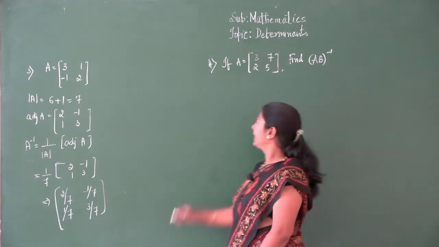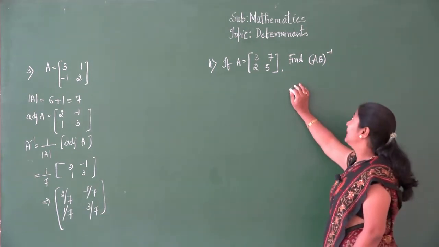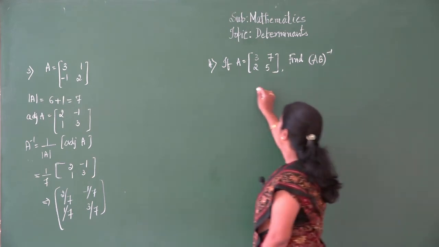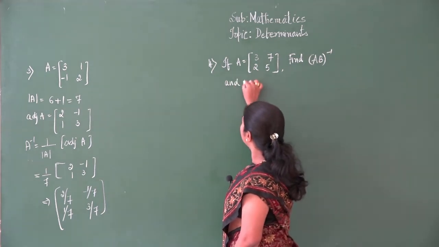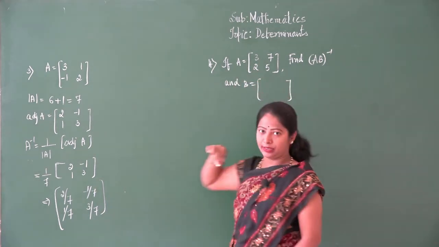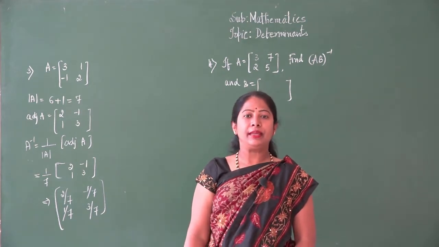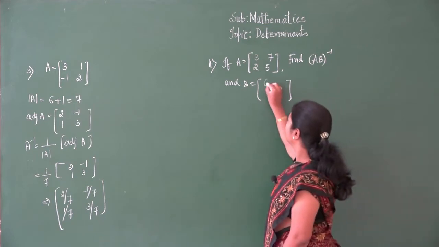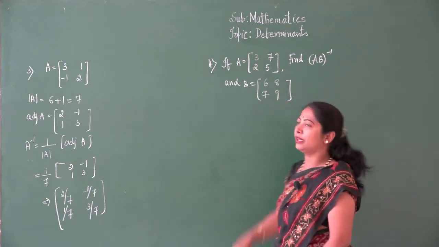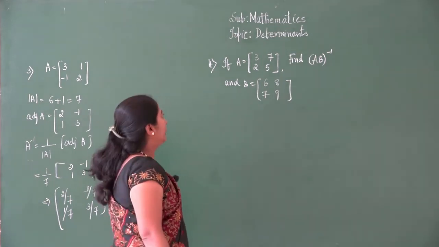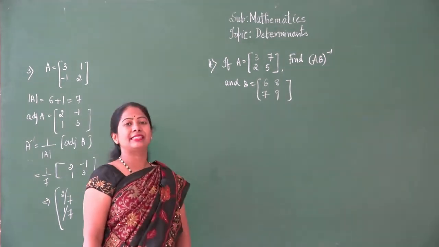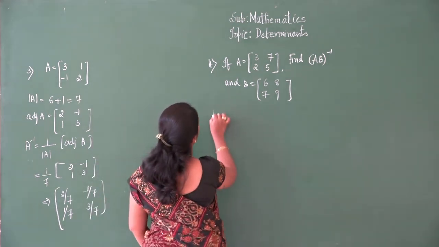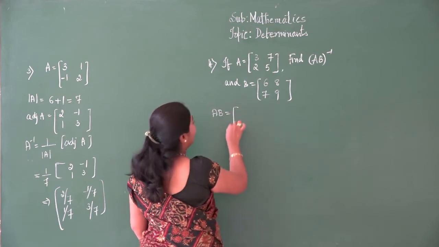Next problem. If A is equal to 3, 7, 2, 5 and B is equal to 6, 8, 7, 9, find AB the whole inverse. First we will find the value of AB by matrix multiplication.